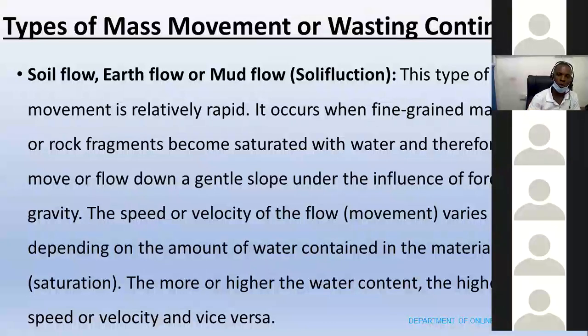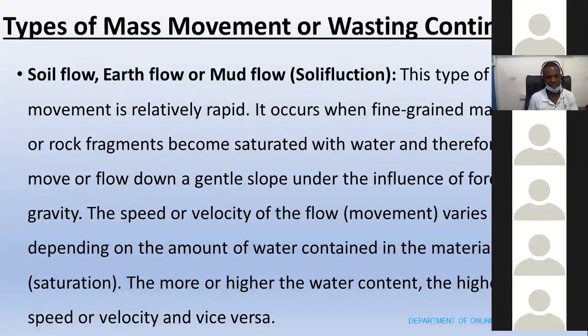Now, for the soil flow to occur, first of all, we expect water, or we expect that the material becomes saturated with water. The amount of water is also very crucial. If the material becomes saturated with water, then this will cause the material to flow, due to the presence of water, due to the water content. So you can just imagine it. You have mud flowing. That is what we are referring to.